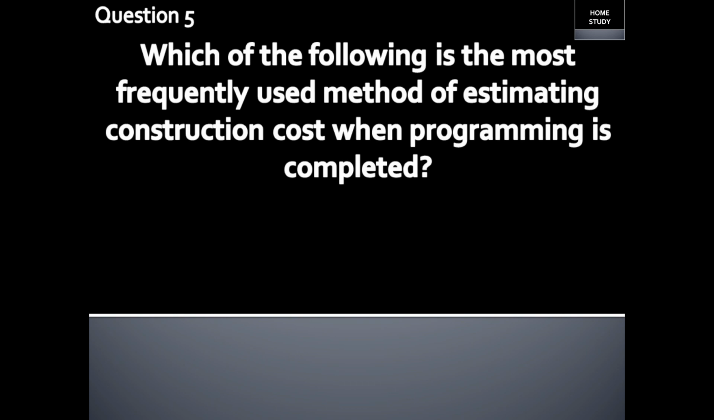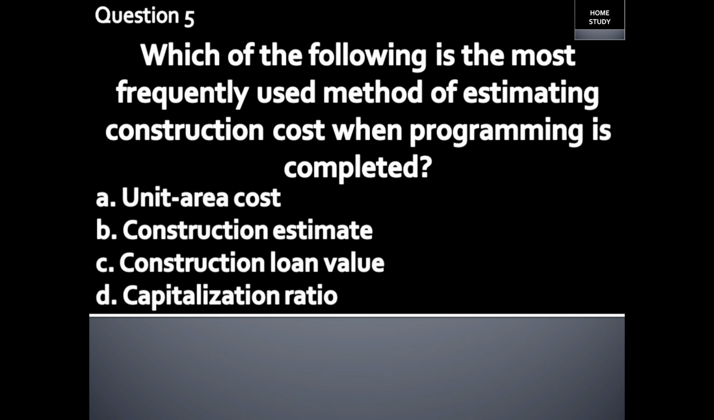Question number 5. Which of the following is the most frequently used method of estimating construction cost when programming is completed? A. Unit area cost. B. Construction estimate. C. Construction loan value. D. Capitalization ratio. Answer. Unit area cost.